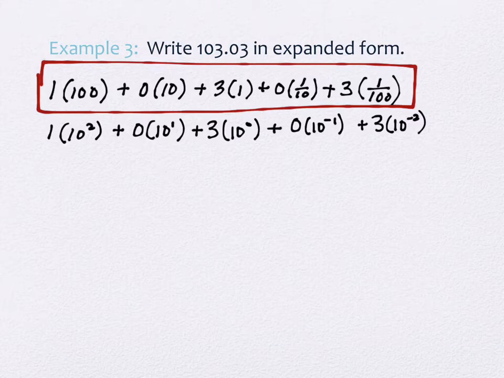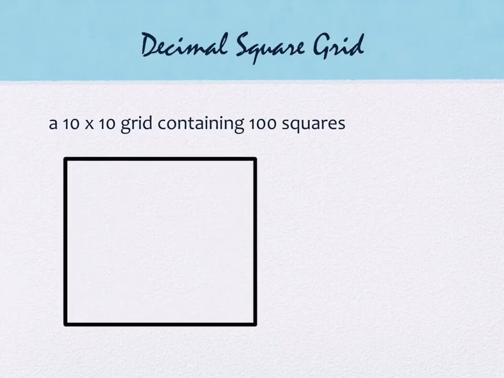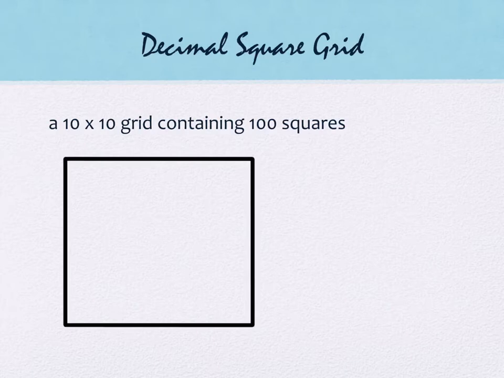Now, visually, a really nice picture for decimals is the decimal square grid. This is a 10 by 10 grid containing 100 squares. So draw yourself a really large square there on the bottom. And what you're going to do, to the best of your ability, is split it into 10 columns and 10 rows. Good luck. Mine never look good, so I'm just going to warn you in advance.